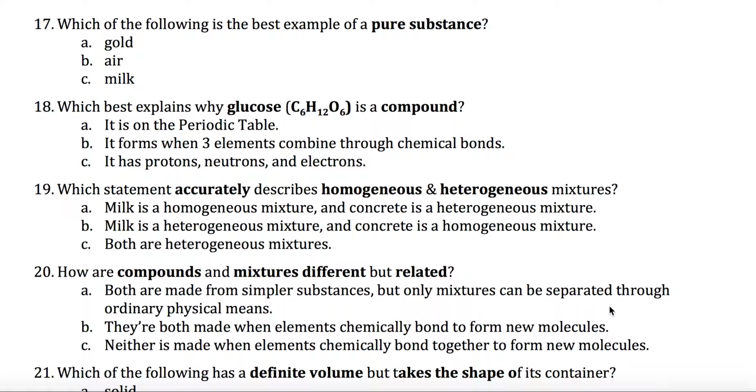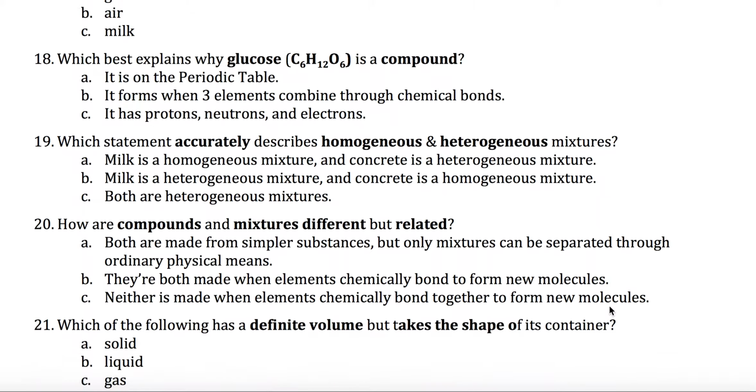Question 18. Which best explains why glucose is a compound? A. It is on the periodic table. B. It forms when three elements combine through chemical bonds. C. It has protons, neutrons, and electrons.